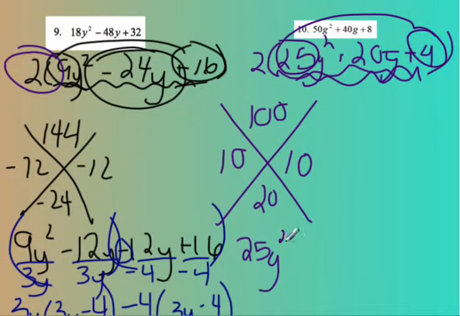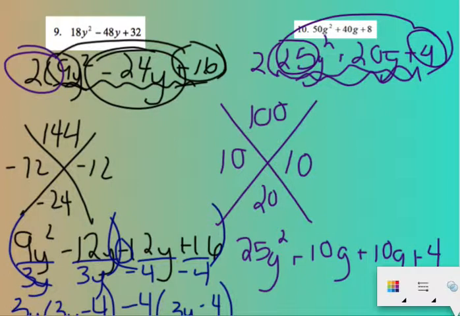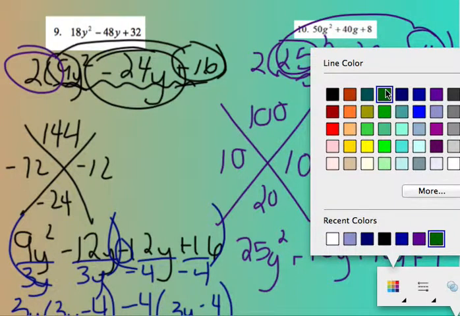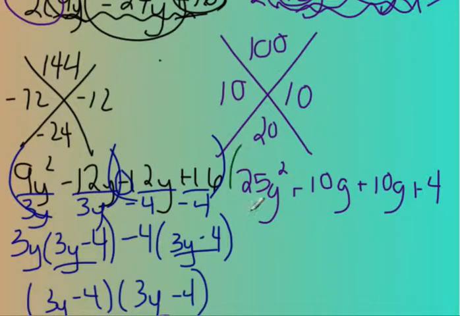So my first term stays the same. I'm splitting up my middle term as 10g and 10g. So I'm splitting those two up as if they were 20g, and then I have plus 4. So now what I need to do is factor by grouping. So I'm going to make my two groups.